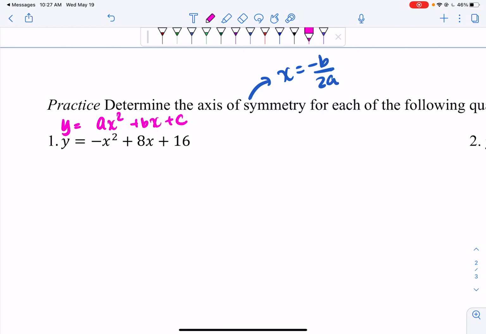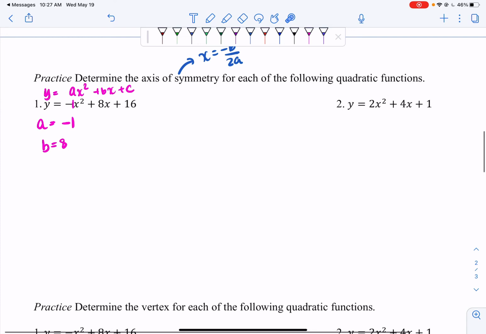That way I know where my a value is supposed to be, where my b value is, and where my c value is. If I look, I have a negative x squared. That's really a negative 1x squared. I then have an 8x, and then I have a 16. So if I want to identify my a value, it wouldn't be a 1, it would be a negative 1. My b value is 8. The reason why is because, look, that's the number attached to my x. This is the number attached to my x squared. Now that I know this information, I can plug into my axis of symmetry rule.